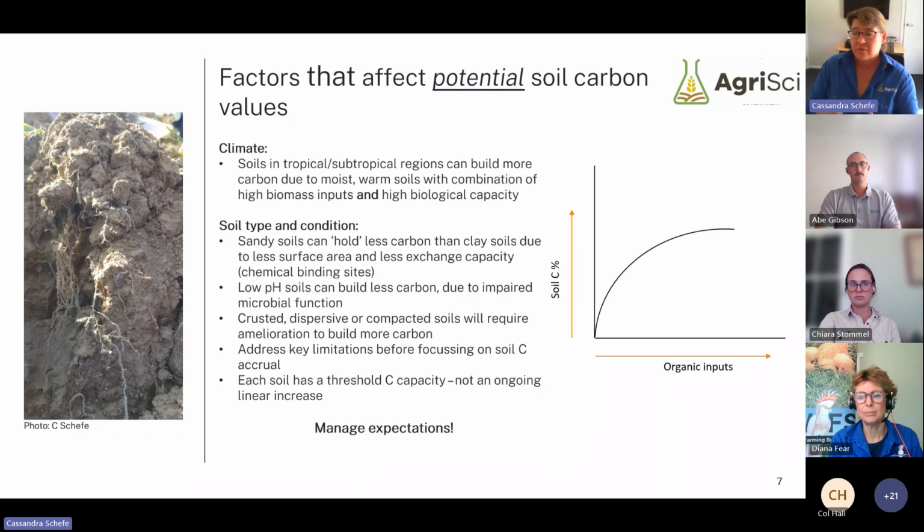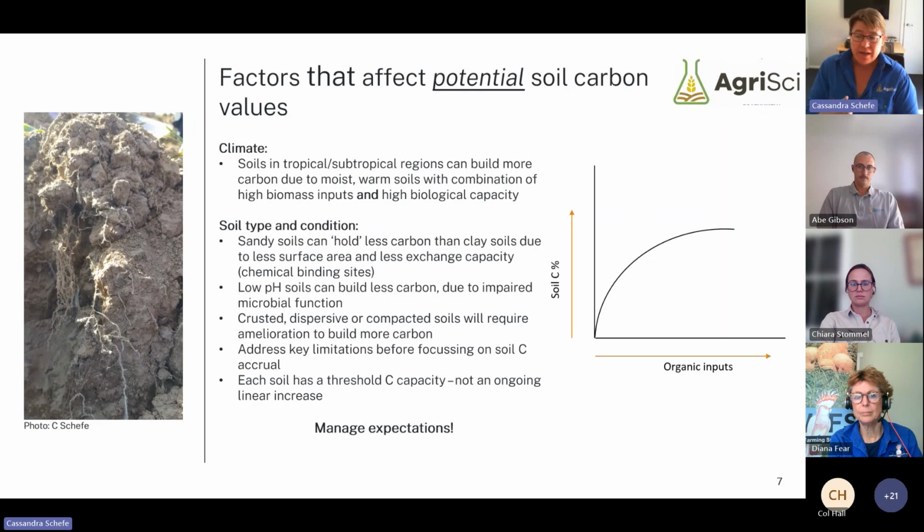The other key driver of potential soil carbon values in our systems is our soil type and condition. We know that the soil types within the Central West region do vary significantly, with areas of really light sandy soils all the way through to some really deep heavy clays. And these soils also vary in their capacity to hold carbon. Our sandy soils have very little chemical binding capacity, so very little ability to hold on to organic matter, whereas our clay soils have a higher surface area and a greater amount of charge, which means that they can bind with that organic matter quite well.